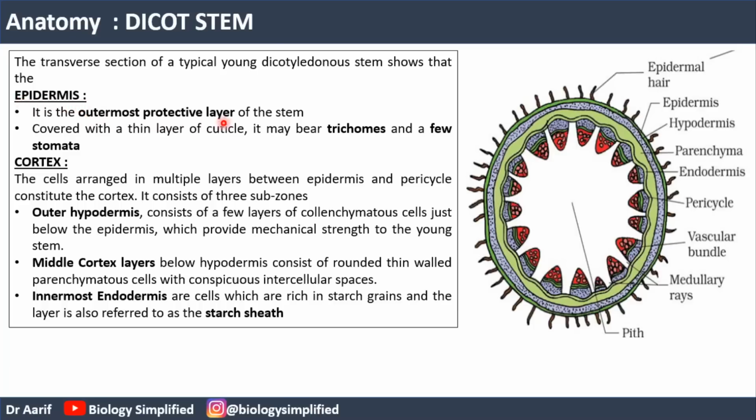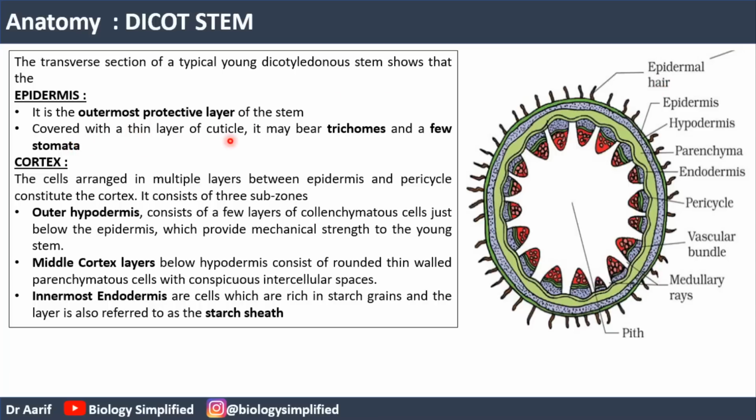Epidermis, outermost protective layer of the stem. Can you see this hair? What are the stem hair called as? They are known as trichomes. Trichomes, epidermal tissue system.